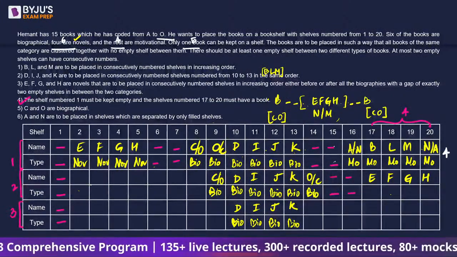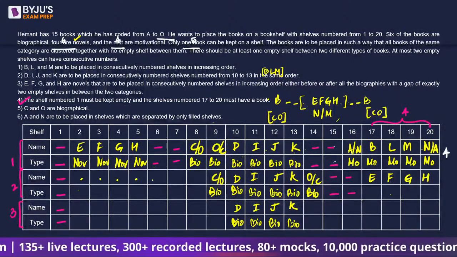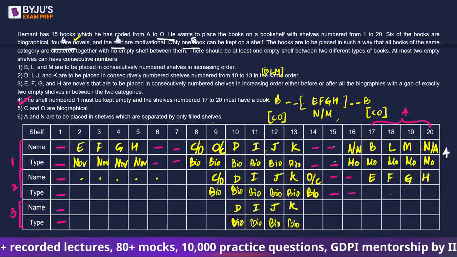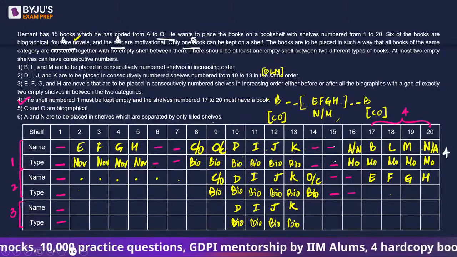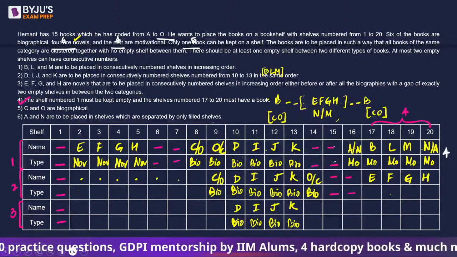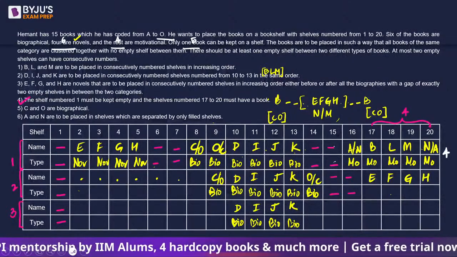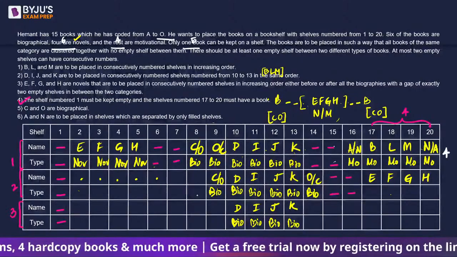Next, we are supposed to place five books here. So these five books can be placed from 2 to 6 or they can be placed from 3 to 7, because we can have a gap of 1 also, right? So these are the two cases.